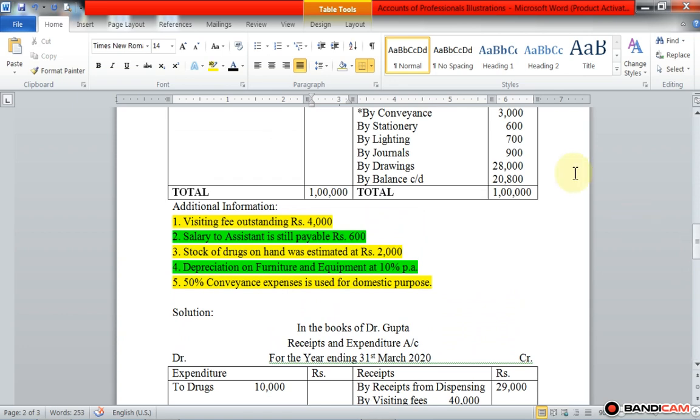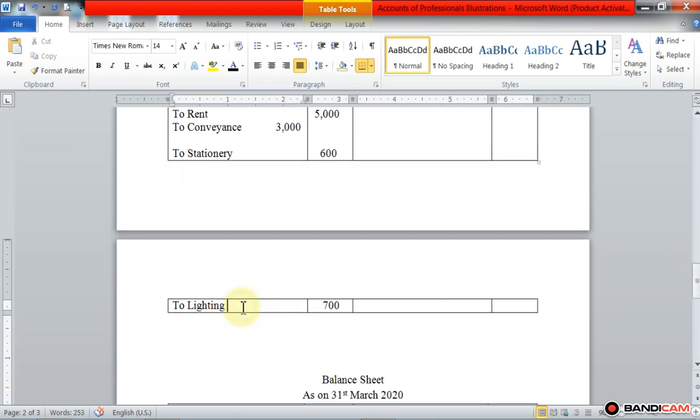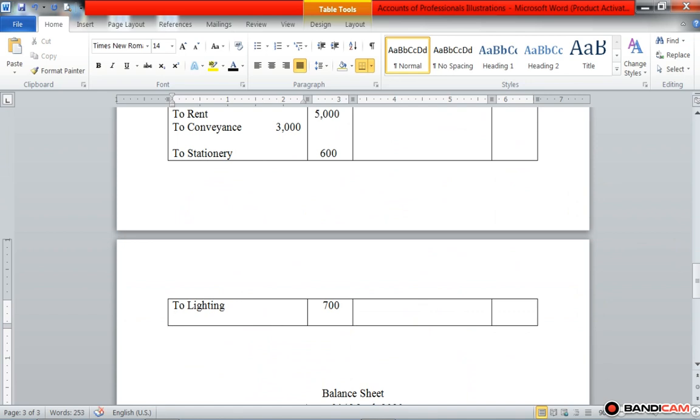Then next, journals. Journals relating to profession. If anything is not given relating to the journals, then we consider that journals are relating to the profession. Amounted to rupees 900. So journal is the expenditure relating to the profession. To journals amounted to rupees 900.